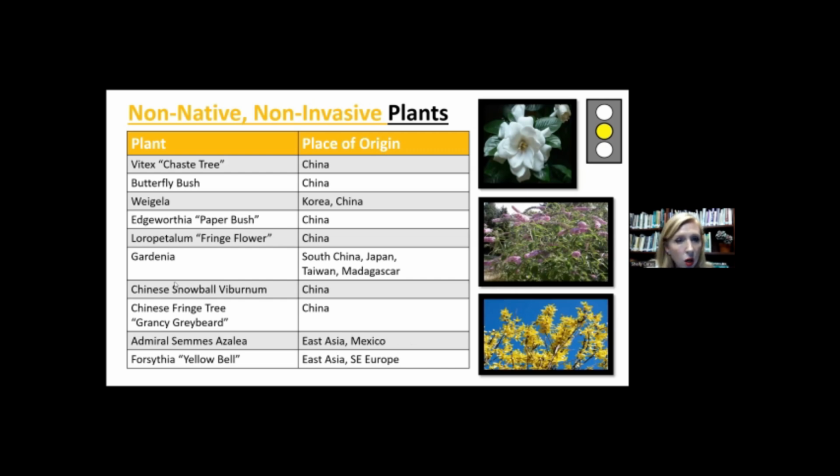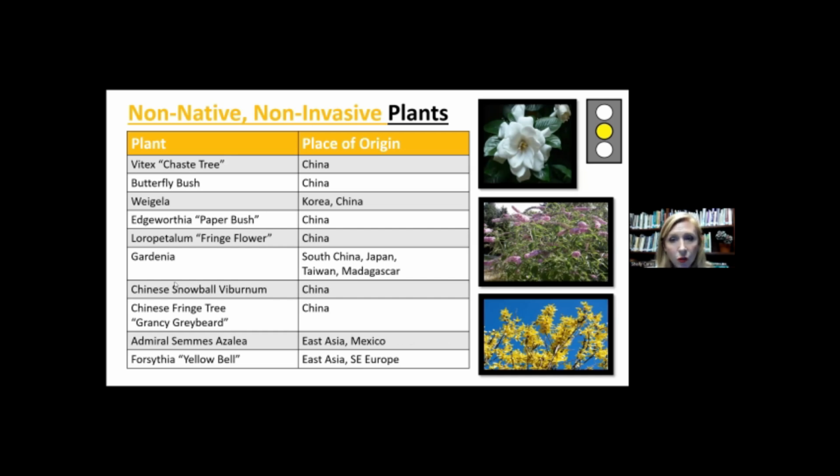So here are more of the non-native, non-invasive plants. And some even have good benefits, like butterfly bush, which came from China. It's considered invasive in some parts of the country, but right now it's not, though it's showing signs of becoming invasive here.